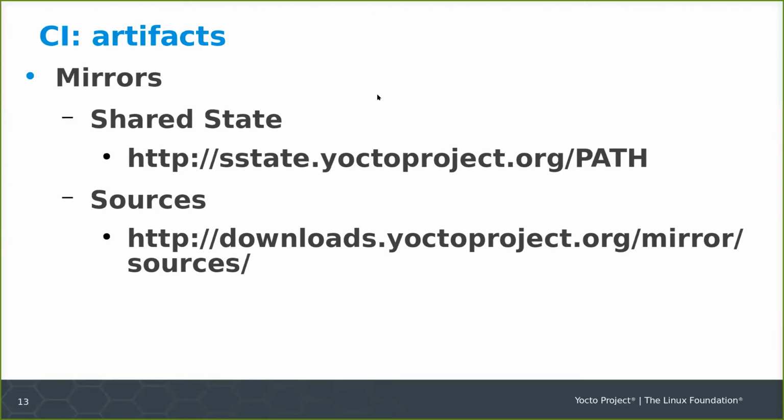We also generate shared state that we share with people. You can get that from this URL. It's actually commented out in the local.conf when you source your environment for building. We also keep sources for the actual repositories. We have a snapshot, so when you see a message saying checking alternate mirrors, the Yocto Project is one of those mirrors it checks if it doesn't get the source from GNU or wherever. So we have copies of that.